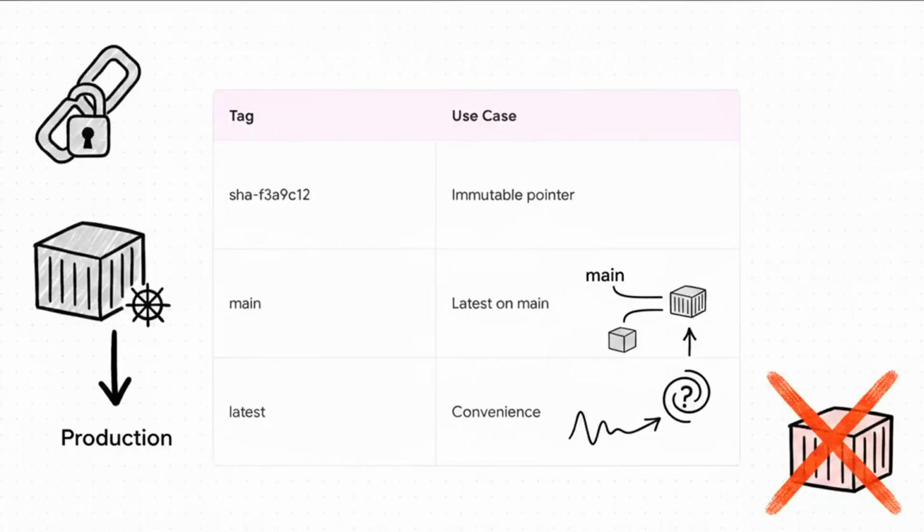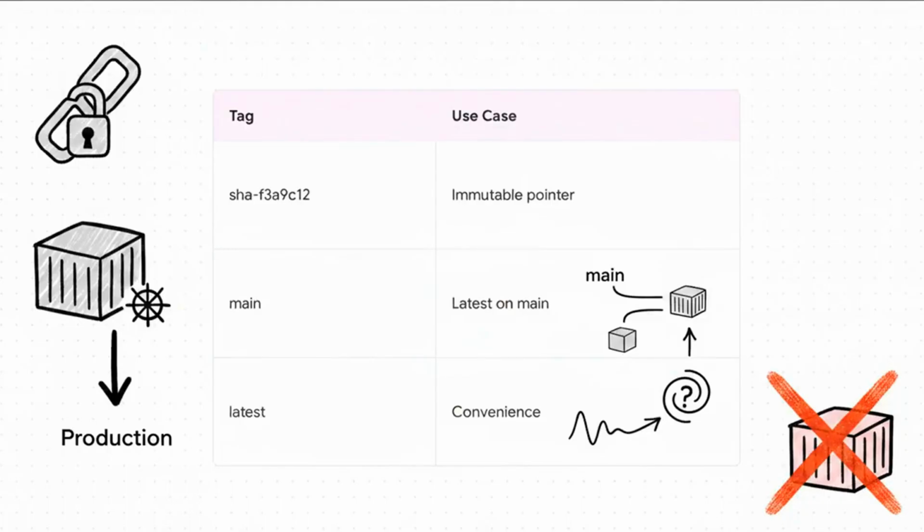All of this preparation culminates in your tagging strategy. When you deploy to production, say using Kubernetes, you must always use the exact SHA digest, like that sha-f3a9c12 example. That is an immutable pointer. It guarantees that the exact bytes you tested and scanned are the exact same bytes running in production.